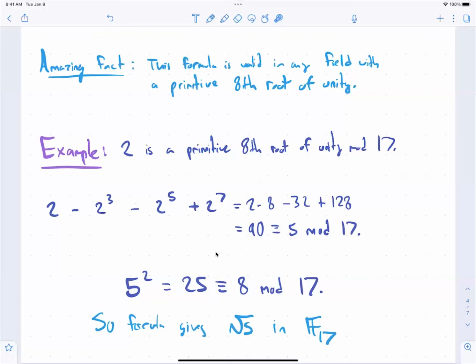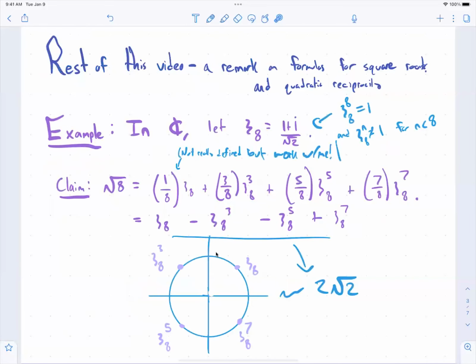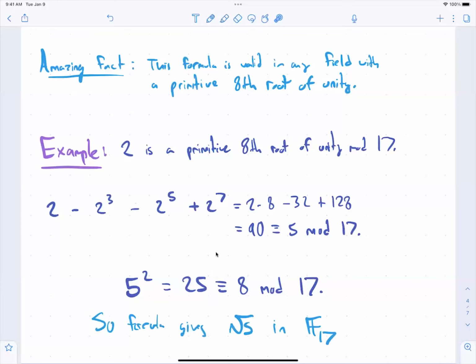I mean, there's no obvious reason that if I take some complex number and do some arithmetic with it, using powers and adding and subtracting, that should match up with doing the same arithmetic with the number 2 mod 17. Somehow this is something very special about formulas with roots of unity. Okay.